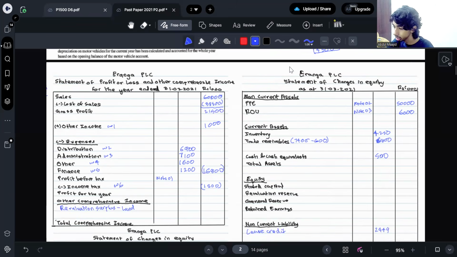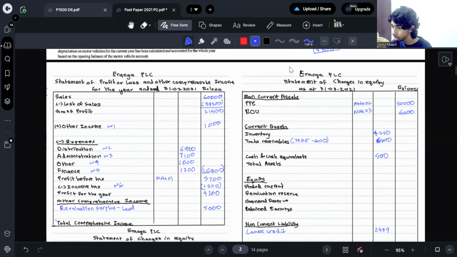21,500 plus other income 1,000 minus expenses 16,800. Profit before tax will be 5,700. That revaluation from land was 5,000. I've not recorded the number. Then 5,700 profit before tax minus the income tax 1,500. Profit for the year 4,200,000.